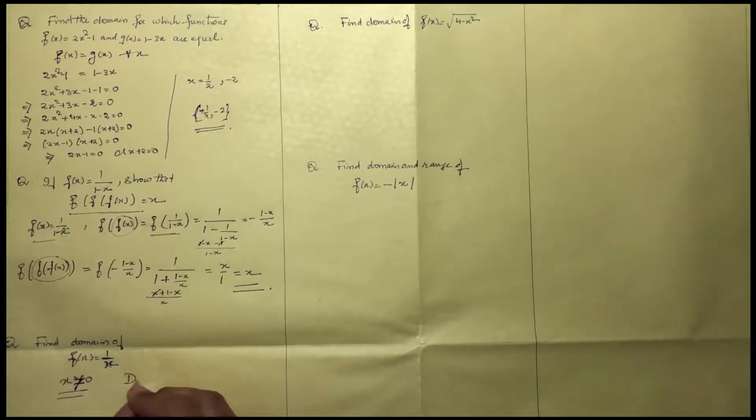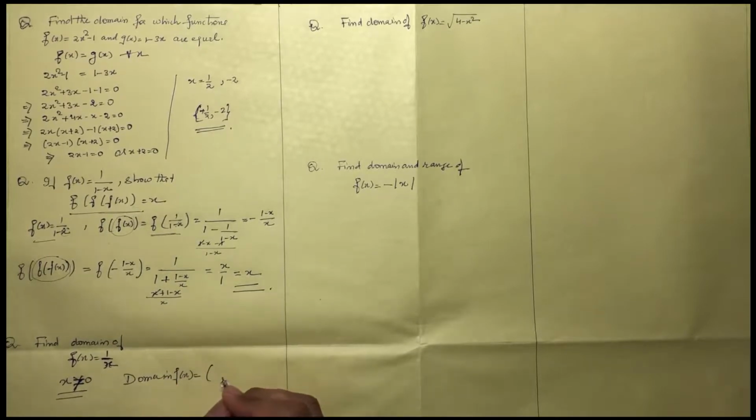Okay, next numerical, find the domain of f(x). So domain we already discussed many times. Domain is those values for which this function is defined. So you see 1/x is defined for all values except 0, because 1/0 is not defined. That means the domain of the function is all real numbers except 0. So this is the domain, all real numbers except 0.